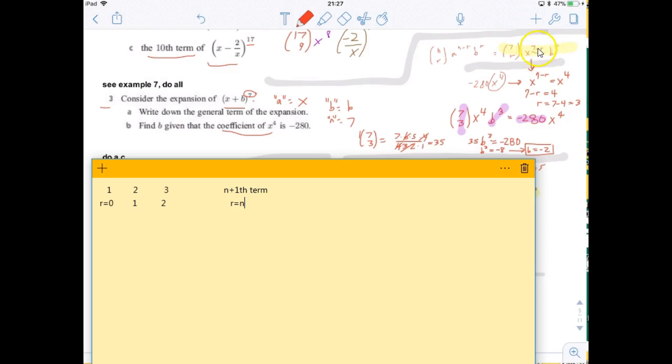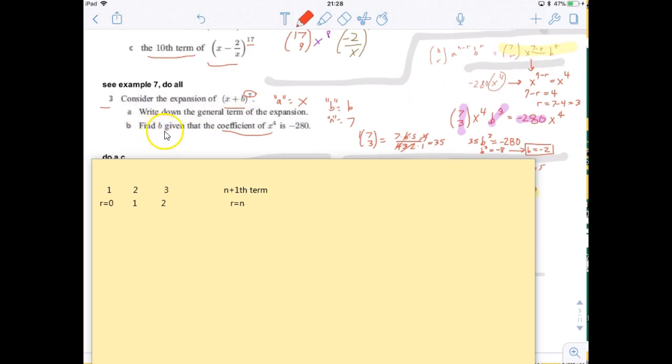Why 7 minus r? Because it's n minus r. Remember, in the general term, the exponent for a is n minus r. The exponent for b is simply r. So the exponent for the b term, which is just b, is r. Believe it or not, it doesn't seem like we did anything, but that is the answer to part A. It says write down the general term of the equation. There it is right there.